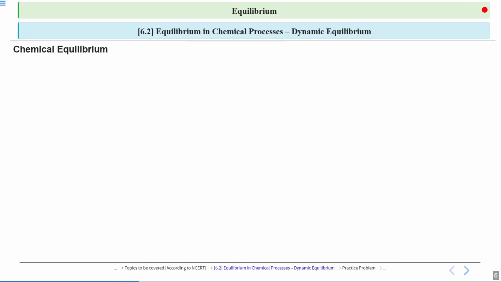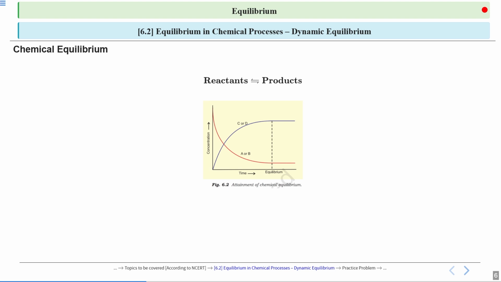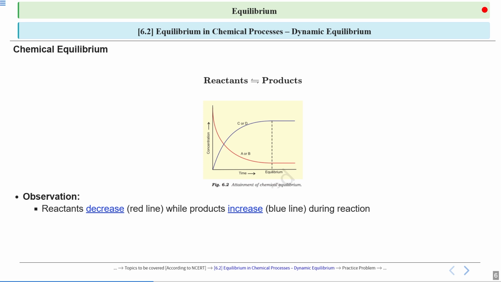Let us take an example. Suppose we have a condition where a reactant is in equilibrium with the product. Now we have a graph related to the same. What is this graph depicting? Two things are noteworthy here. First, there is a red line, which says that the reactant concentration is decreasing with time. First it is at a higher level, then it decreases, and after a certain time it becomes constant. Suppose this dashed point represents the point where the concentration is now constant.